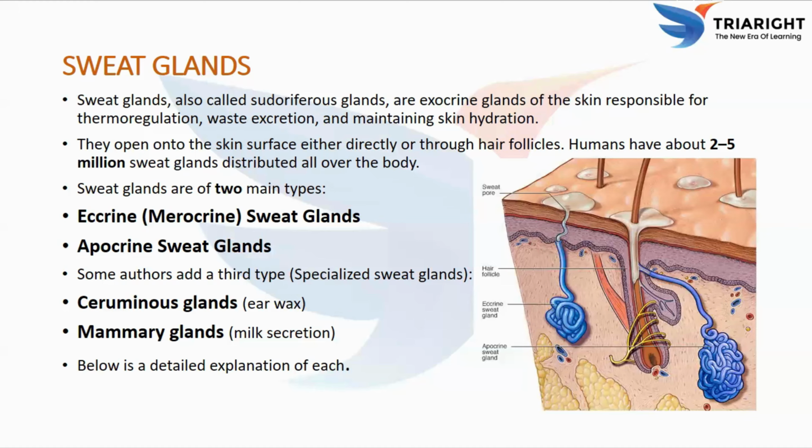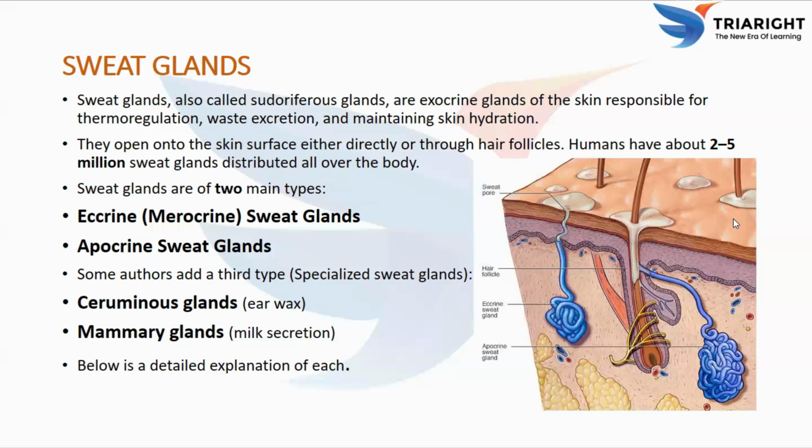Despite eccrine and apocrine sweat glands, we also have specialized sweat glands, which are called subtypes of apocrine. So what are those? The ceruminous glands and also the mammary glands. The ceruminous glands are located in the ear canal. They produce the ear wax, nothing but the cerumen. Whereas mammary glands are located in the breast area and they produce the milk.